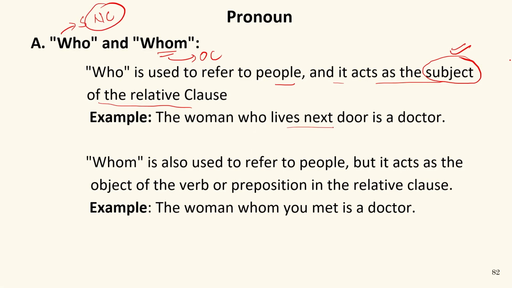The woman who lives next door is a doctor. It means here we are talking about the woman. And woman is a subject over here. Who lives. Here lives is used for the word woman, and lives is a verb, an action. It means when we are talking about someone, it acts as a subject. Here woman is a person whom we are talking about in this sentence. Therefore, who is the relative pronoun to be used over here just because the woman is a subject in this sentence.